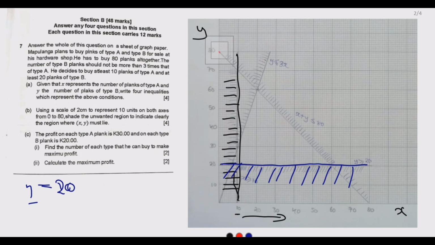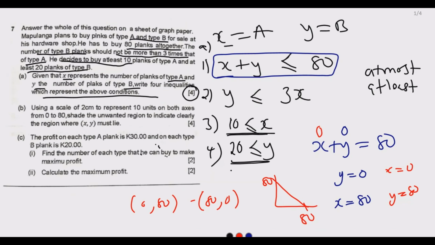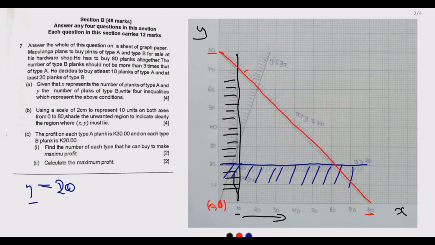So at this point, when x is equal to 0, y is equal to 80. Similarly, when y is equal to 0 along the x-axis, x is equal to 80. So joining this line, we have this line which is basically that line. But the equation is such a way that 80 is the maximum. When you add x and y, should not go above 80. So the unwanted region is basically this region above. This is the unwanted region.